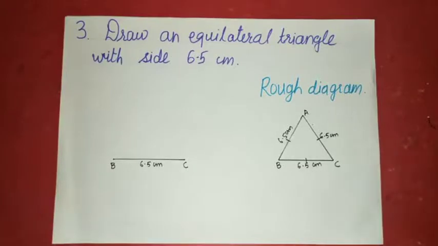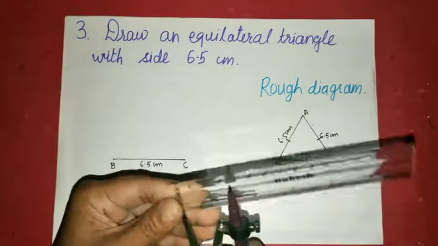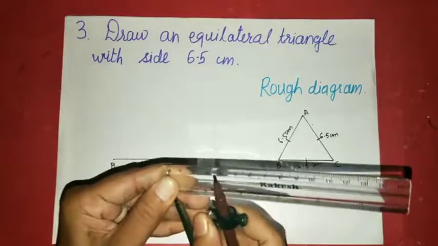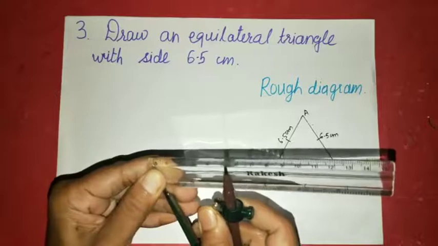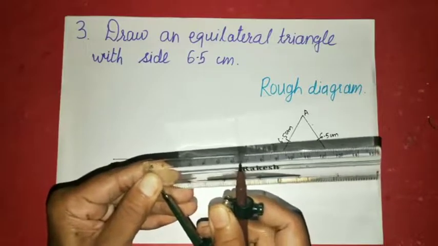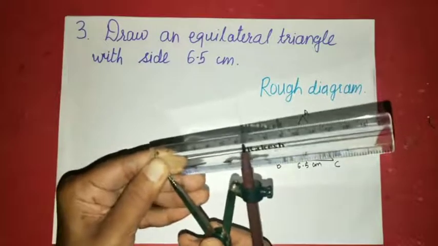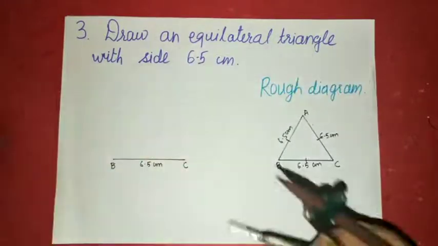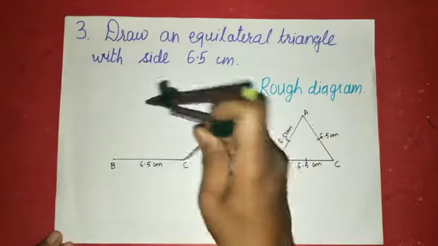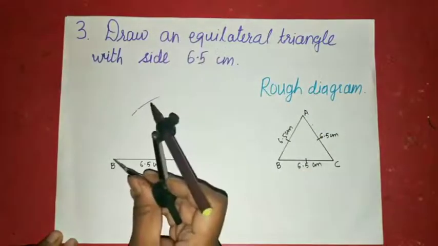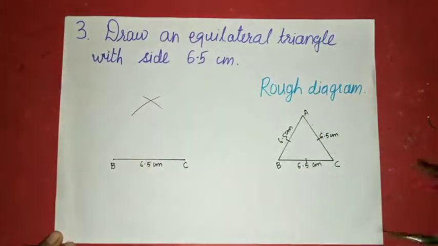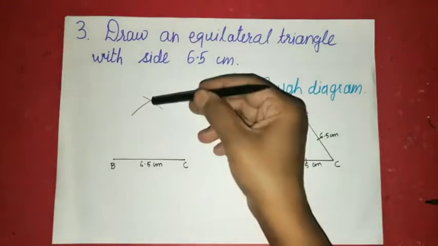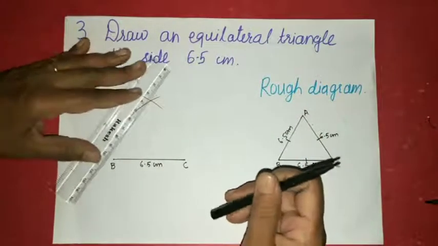Now take your compass and ruler. Again take the measure of 6.5 cm in your compass. Put the needle end on 0 and the pencil end on 6.5. Now give the arc from vertex C as well as vertex B. Now join this intersecting point with both the vertices.